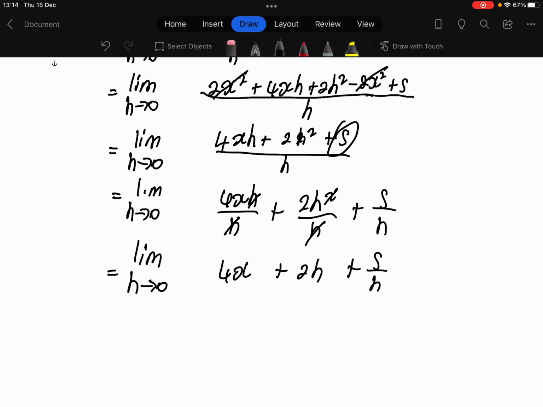Okay, from here we're going to substitute our 0 within, so 4x stays the same, plus 2 into 0 plus 5 over 0. Okay, the rest of it, the equation remains 0, only 4x comes down. Okay, and that's how we derive from first principles.